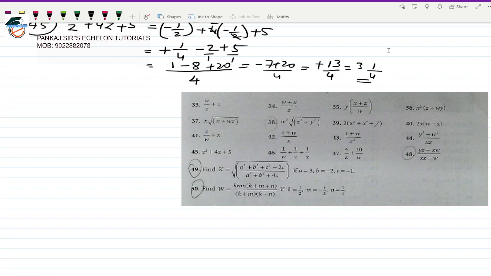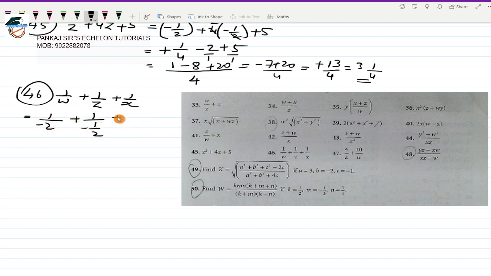So 45 questions are done. Now let us come to the 46th question. It is 1 upon w plus 1 upon z plus 1 upon x. So if you plug in the values, 1 upon w, w you have to take as minus 2, plus 1 upon z, z you have to take minus half, plus 1 upon x, x you have to take as 3.